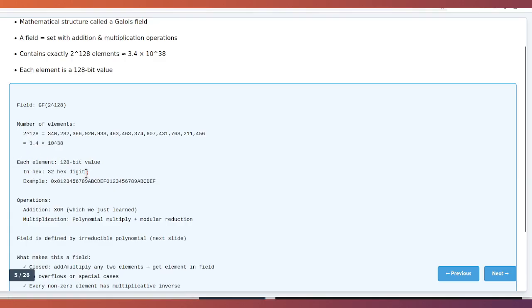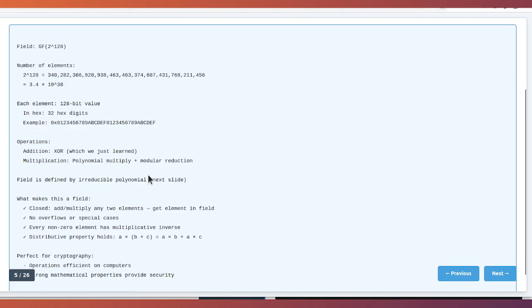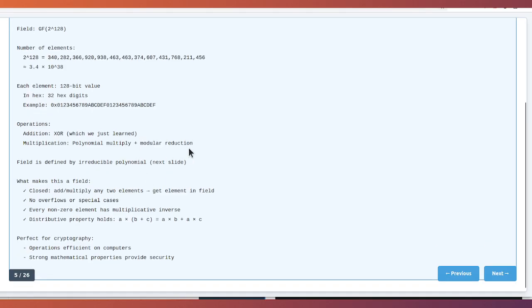Each element is a 128-bit value. The addition operation in this field is XOR, which we just learned about. The multiplication operation is polynomial multiplication followed by modular reduction. The field is defined by an irreducible polynomial, which we will discuss in detail shortly. What makes this a field is that it is closed under addition and multiplication. This means that when you add or multiply any two elements in the field, you always get another element in the field. There are no overflows or special cases.